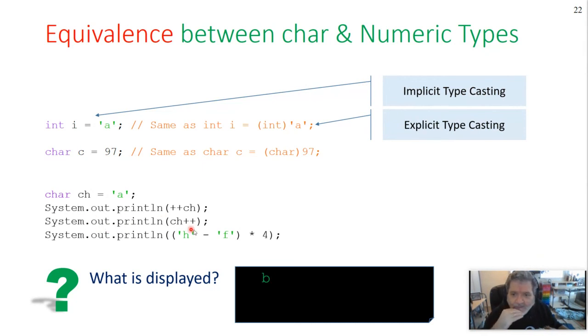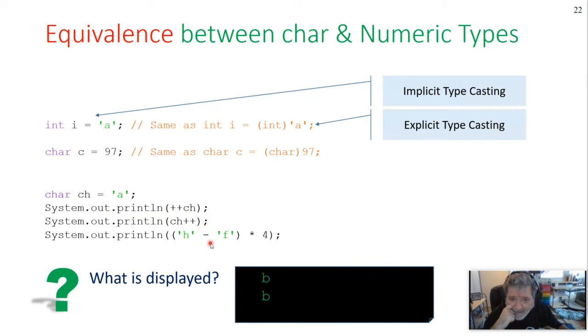What if I do System.out.println(ch++)? B again. Yeah, you got it. B again because of the property of post-incrementation, right? Quick reminder, post-incrementation means this expression is going to give me the current value of ch, which is a number that represents the letter b. So I'm going to display the letter b, and then I increment by 1. So now the variable ch contains the letter c.